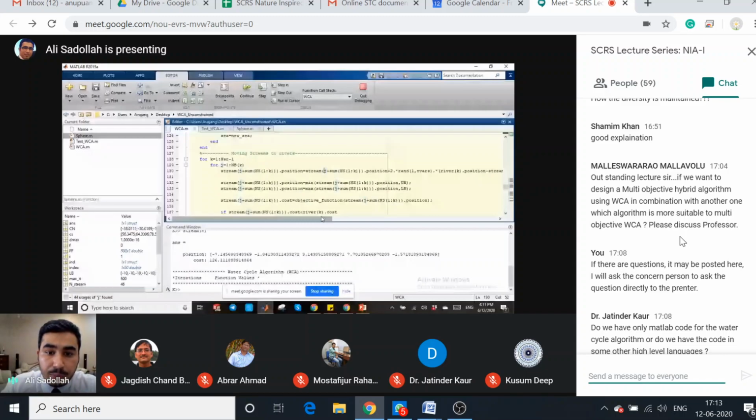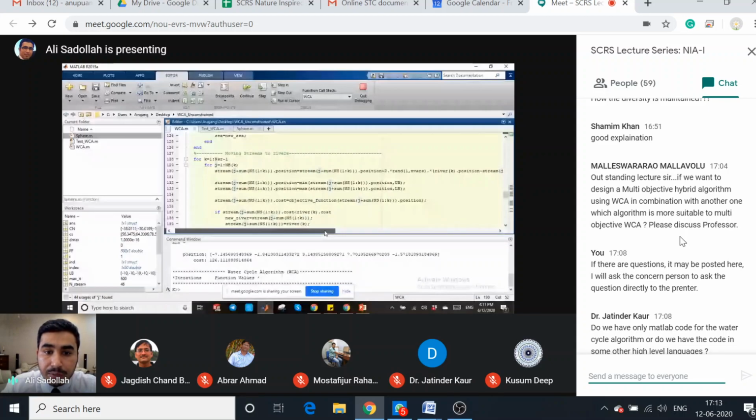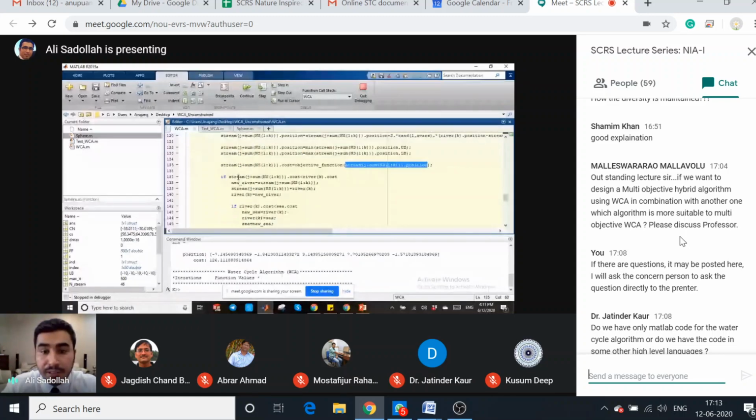When you update the position of the new streams, you check between the lower bound and upper bound, and then you find the cost function. This is the input data. Then this is the cost function, and if the value of the stream is smaller than the value of the river, change the position of the stream and river. Then again check if that new river, which is the new stream, is smaller than the sea, then also update the sea.